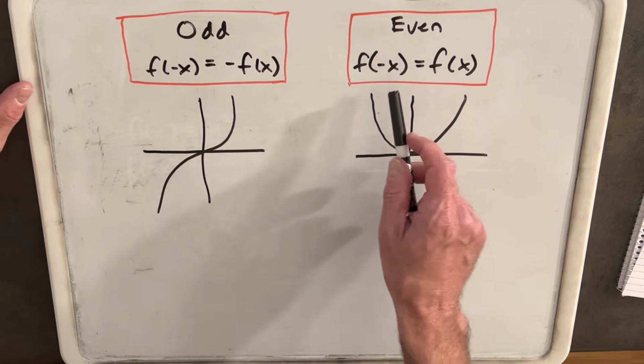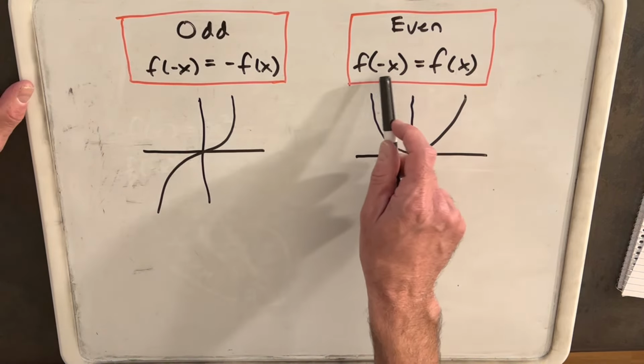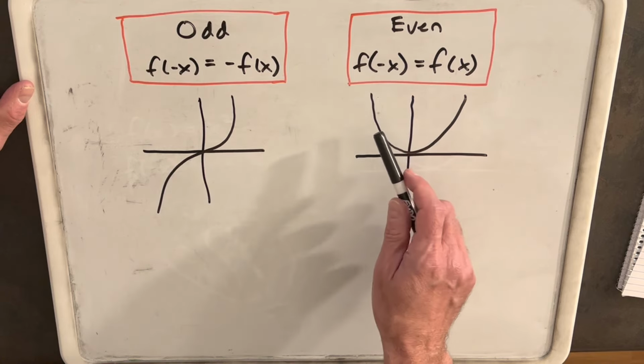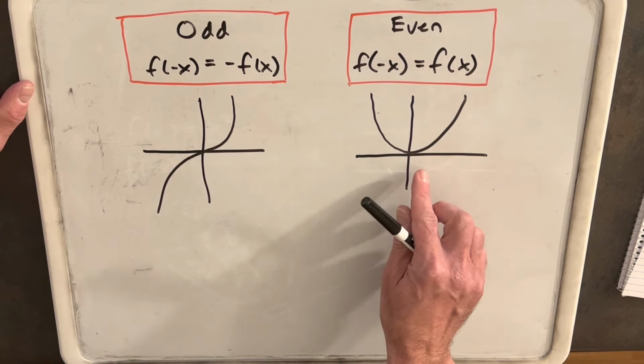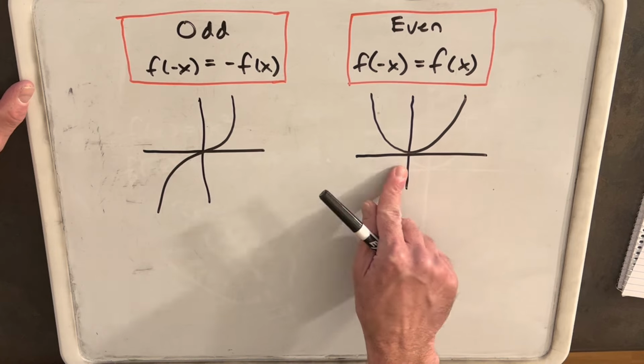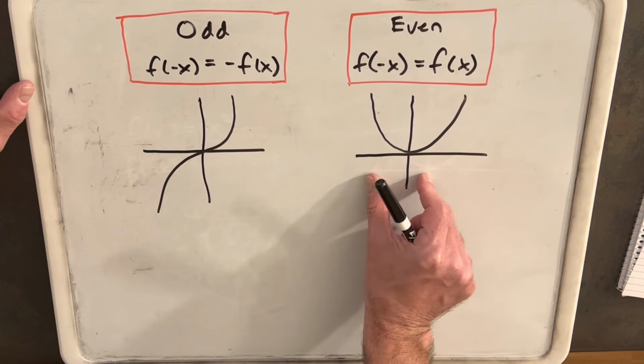And then for an even function, we'll have this property where f of minus x equals f of x, and it's going to be something like this, where it doesn't have to go through the origin, but it has a symmetry around the y-axis.